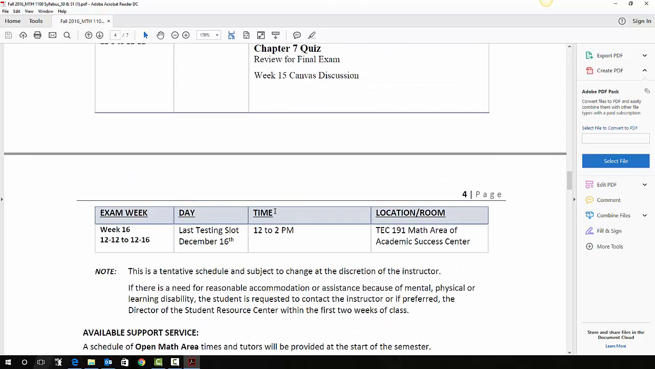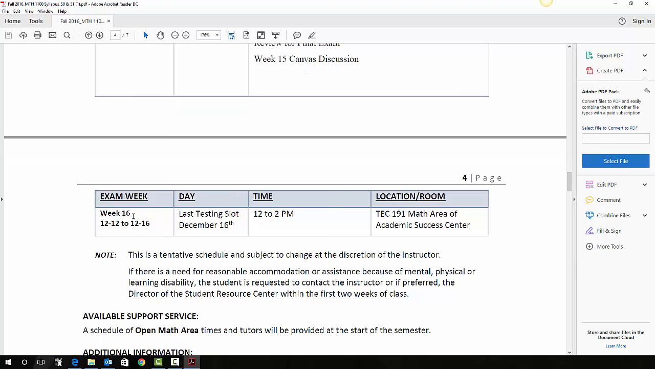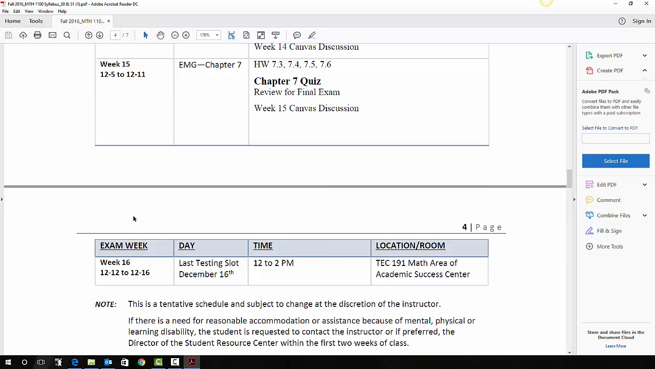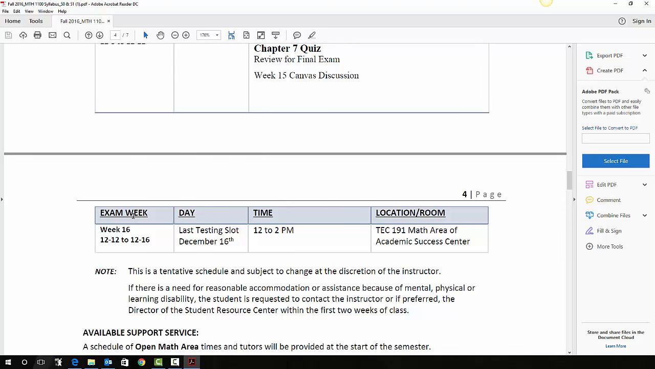And then during week 16, we'll have the final exam, part of which will cover chapters 6 and 7. And then a part of it will be cumulative, so it'll cover chapters 1 through 7. So I thought it would be nice to break that up, since you haven't been tested over 6 and 7, and then have a cumulative part as well, as a typical final exam would.